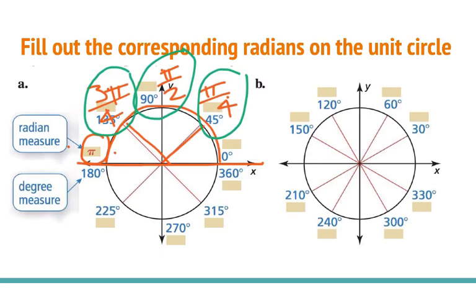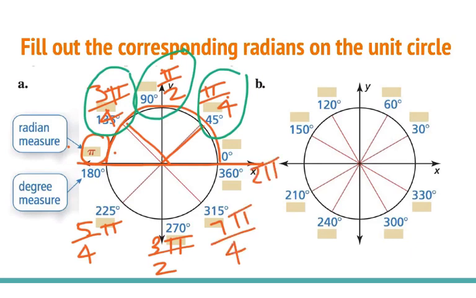So we left off at 4 over 4, so this would be 5 over 4 pi. This would be 6 over 4 pi, which reduces to 3 over 2. This would be 7 over 4 pi, and 8 over 4 pi, which reduces to 2 pi. So we just found out all the equivalent degree values.